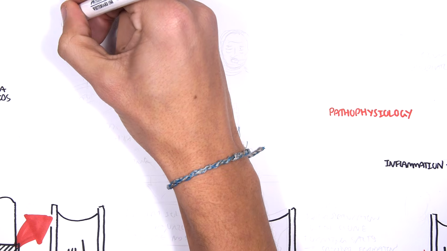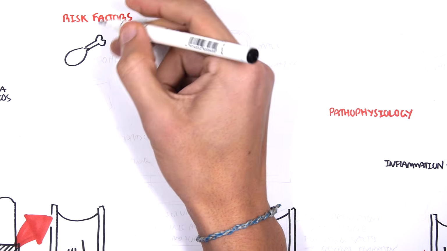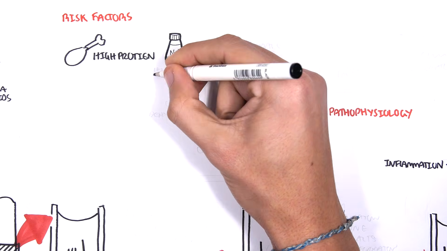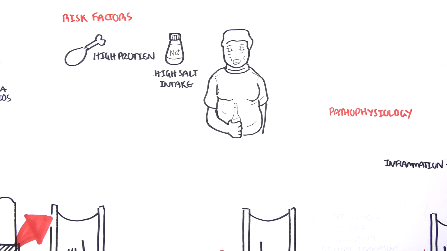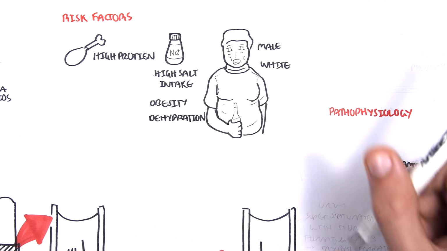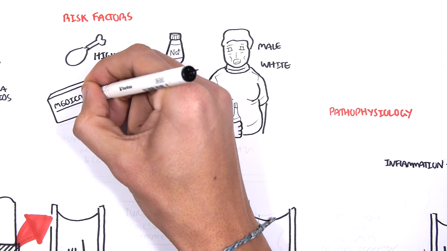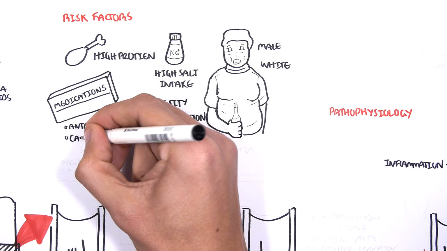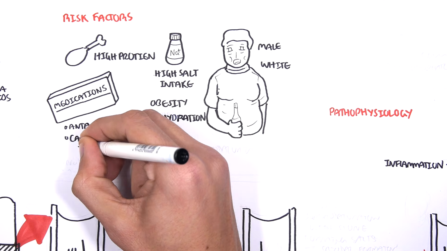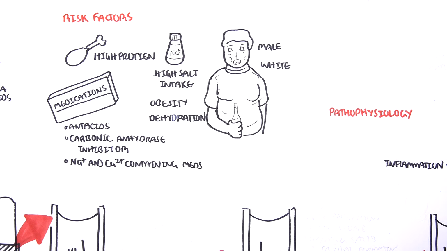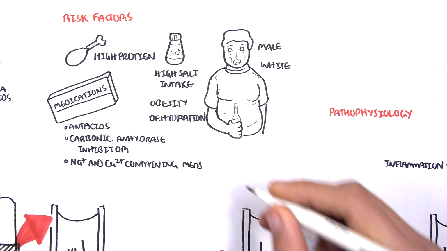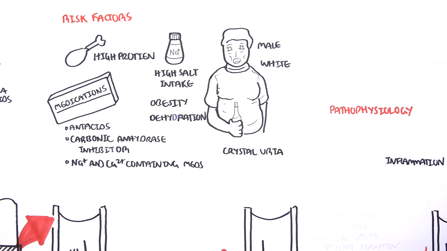The risk factors for developing a kidney stone include a high protein diet, high salt diet, male Caucasian, obesity, dehydration, medications including antacids and carbonic anhydrase inhibitors, sodium and calcium containing medications also increases the risk of developing kidney stones. Crystal urea is also a risk factor, as well as having a family history.